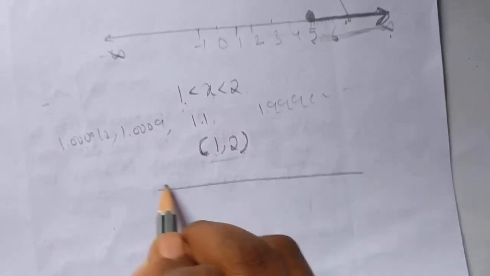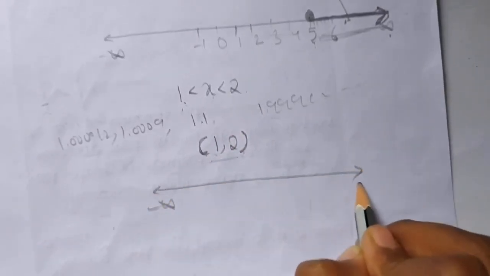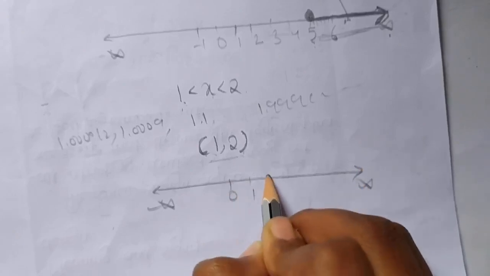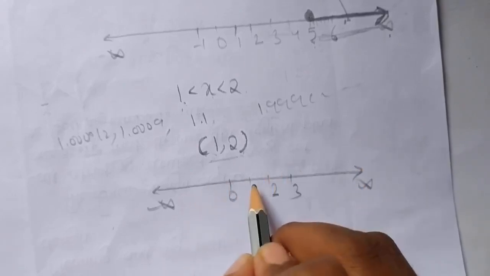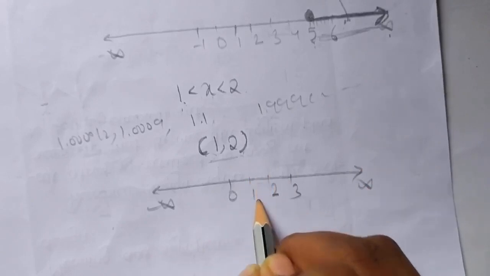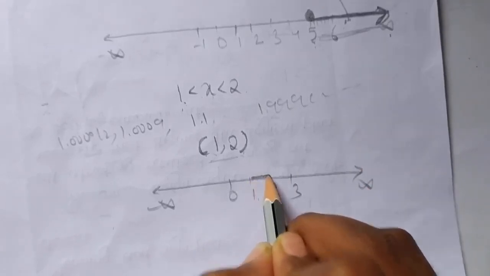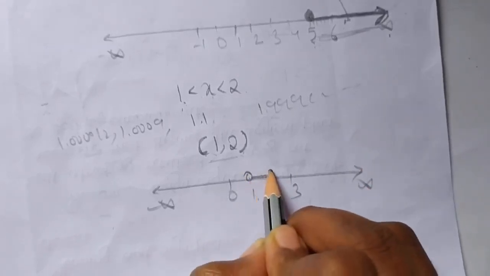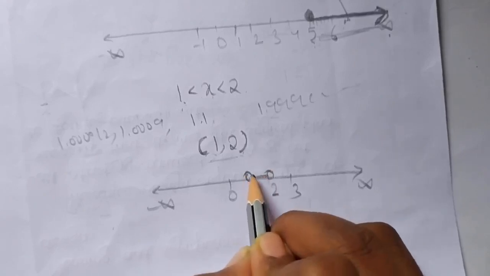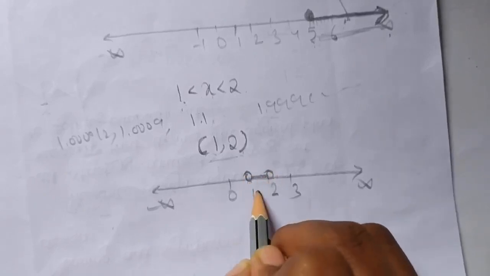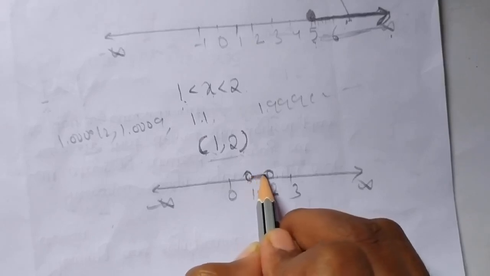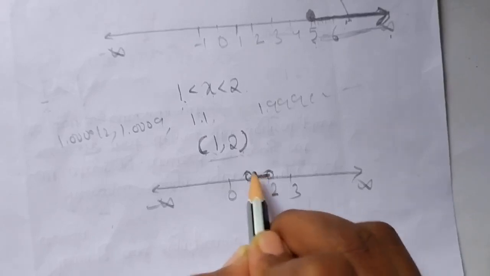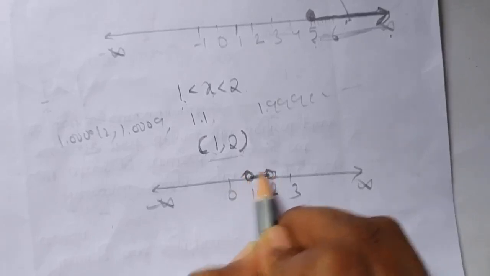On the real number line, we represent this as 0, 1, 2, 3, all the real numbers lying in between 1 to 2, and just draw a circle at 1 and 2. Don't darken this. Now this indicates that all real numbers lying between 1 and 2, not including 1 and 2.